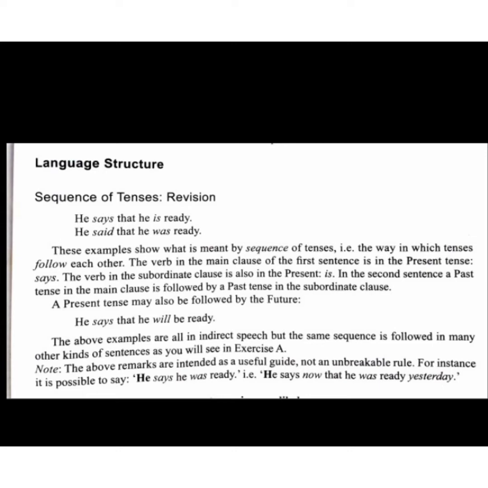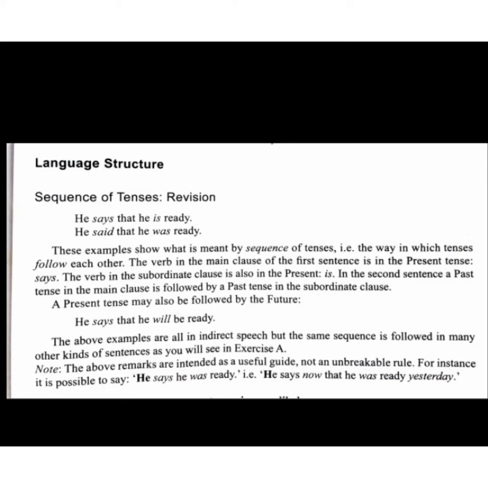As I told you earlier, if the principal clause is in present tense, it is followed by present tense. Like it is clear from the first example. He says is present tense, that he is ready. The subordinate clause is in present tense, right? Then the second sentence, he said, this is in past tense, that he was ready. Subordinate clause is in past tense. Okay, so these examples also show the sequence of tenses, that is the way in which these tenses follow each other, right?